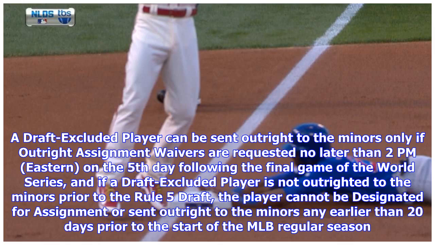2. A draft-excluded player can be sent outright to the minors only if outright assignment waivers are requested no later than 2 p.m. Eastern, on the fifth day following the final game of the World Series, and if a draft-excluded player has not been outrighted to the minors prior to the Rule 5 draft, the player cannot be designated for assignment or sent outright to the minors any earlier than 20 days prior to the start of the MLB regular season.